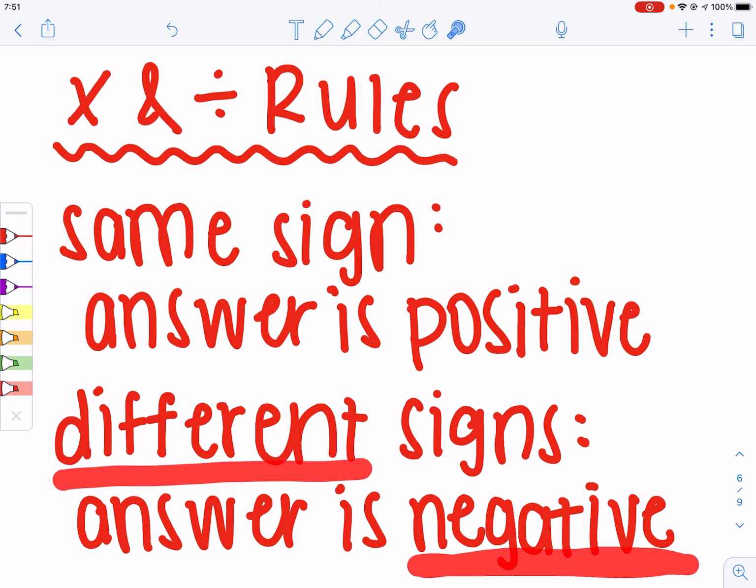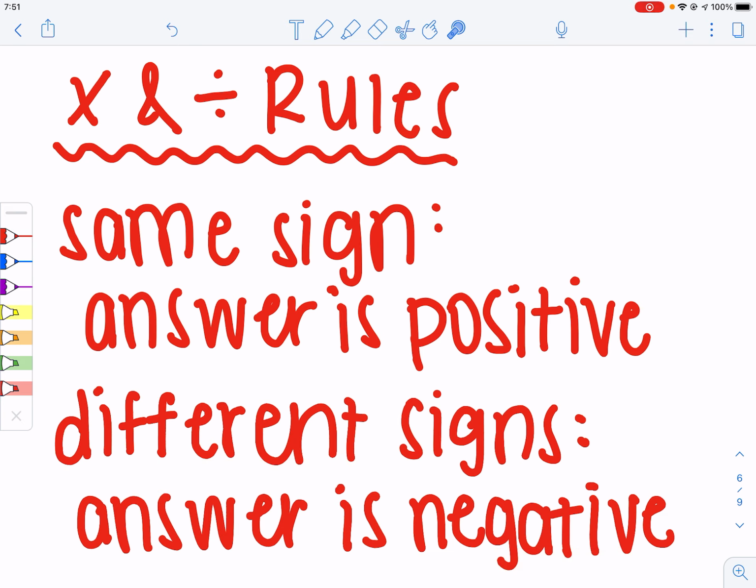And this is a big misconception, because a lot of times people say, oh, my answer's negative because the bigger number's negative. It doesn't matter which number's bigger. If the signs are different, your answer will always be negative no matter which number is bigger.